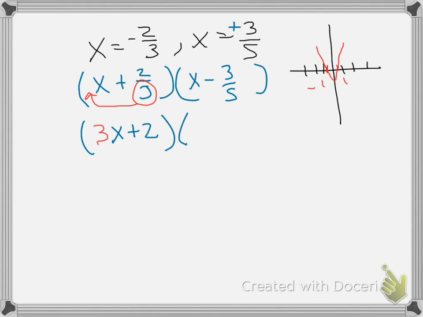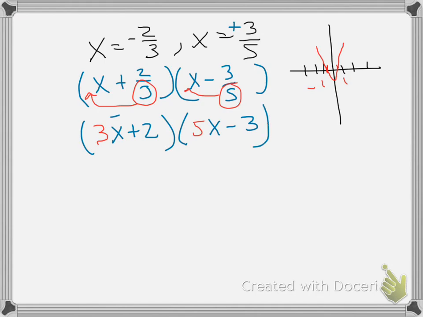Alright, so let's do the other side. We're going to take the 5 and move it. Now this one has a negative 3/5. We're going to leave the negative there. We're not going to take it with the 5. So we're going to put in 5, then x, and then we're going to leave the negative with the 3.